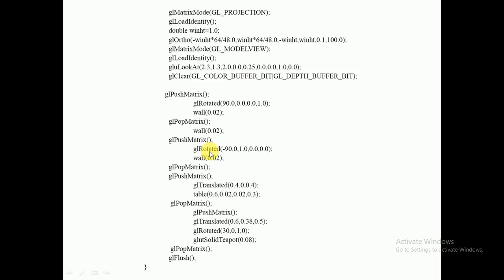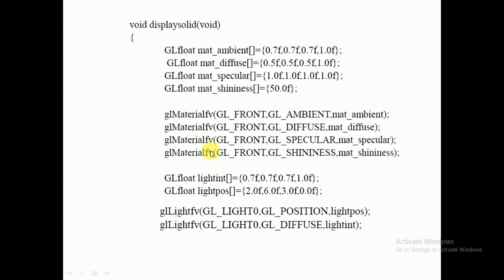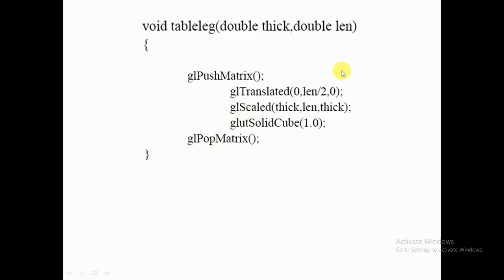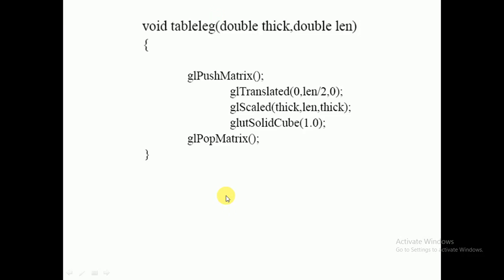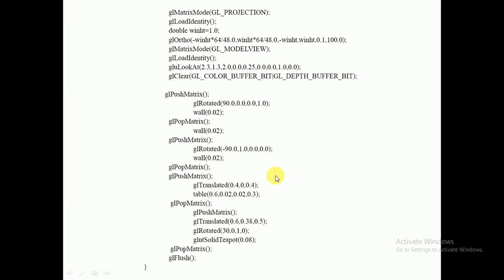How will it happen? Actually I will draw, then afterwards I will rotate. Then again the same thing, I will come to this, right? I will draw that wall, then I will rotate 90 degrees about the x-axis. You see, about the x-axis I rotated here. About the x-axis we rotated minus 90 degrees.